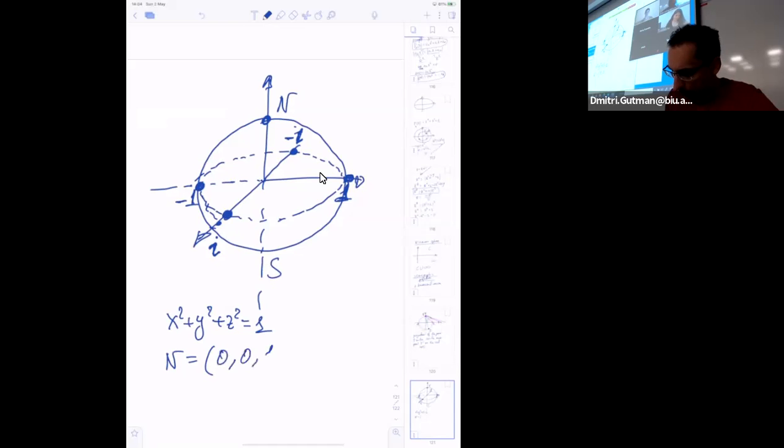So this will be axis x, this will be axis y, this will be axis z. What are the coordinates of the southern pole? 0, 0, minus 1. Correct.